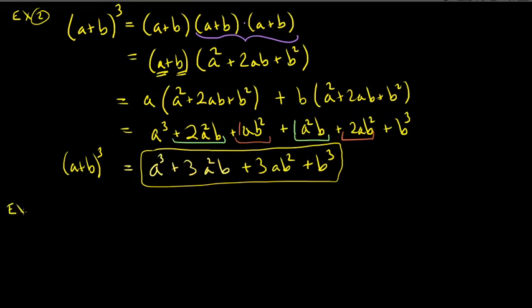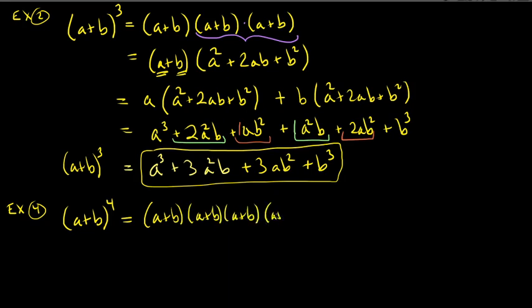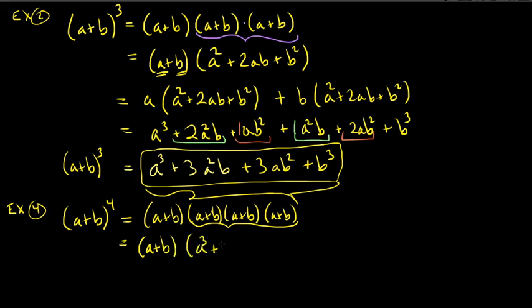Well, what if you want to do (a plus b) to the 4th power? You see where this is going. This is going to be kind of tedious because it's (a plus b) times (a plus b) times (a plus b) times (a plus b). Luckily, we already did most of this. We did all of this here. So all we really need to do now is multiply by another a plus b, and just write all this down here: 3ab squared plus b cubed.